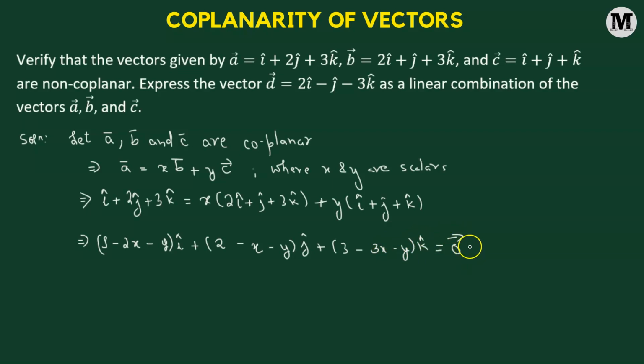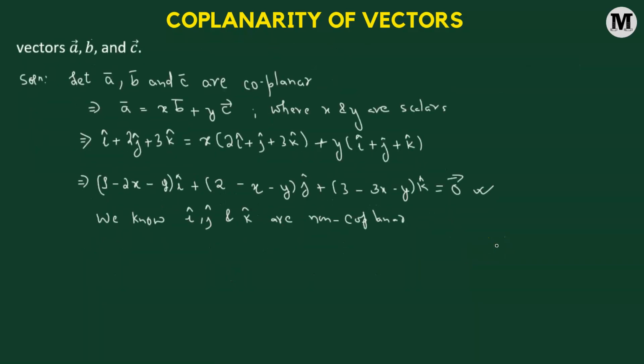So we have to be a little bit careful here. This is going to be a null vector on the right hand side, because on the left hand side we are operating with vectors. But we know for a fact that the vectors i cap, j cap and k cap itself are non-coplanar. They're orthogonal to each other. So if they are non-coplanar, then the only way this particular equation holds true is if the coefficients of i cap, j cap and k cap are simultaneously 0.